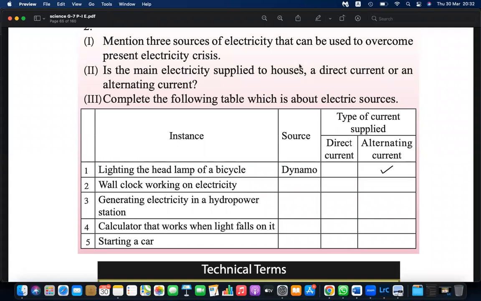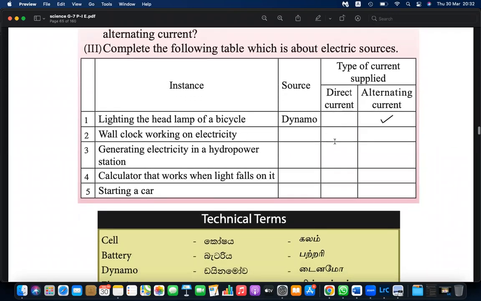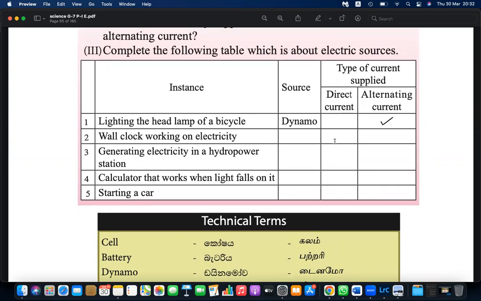Complete the following table, which is about electric sources. Light in the headlamp of the bicycle: the source is the dynamo, bicycle dynamo. Is it DC or AC? It is AC. Wall clock working on electricity: the source is a dry cell. AC or DC? It is DC. Cells are DC. Generating electricity in a hydropower station: DC?